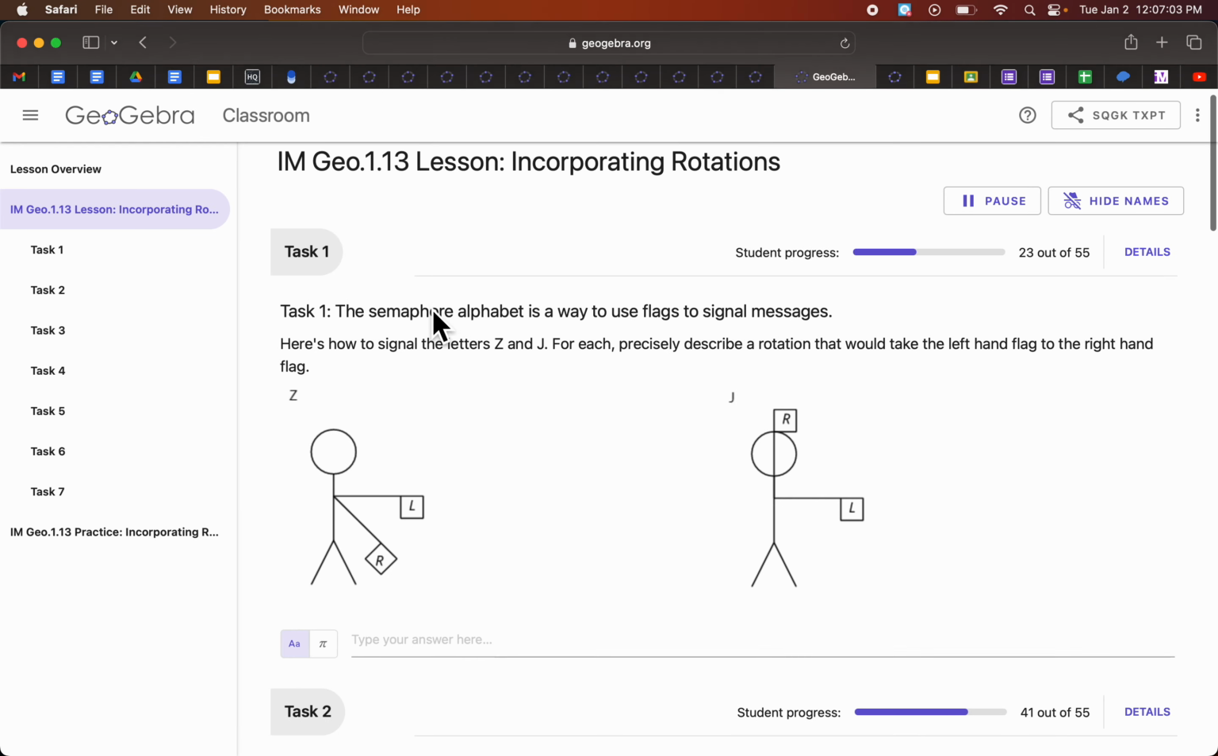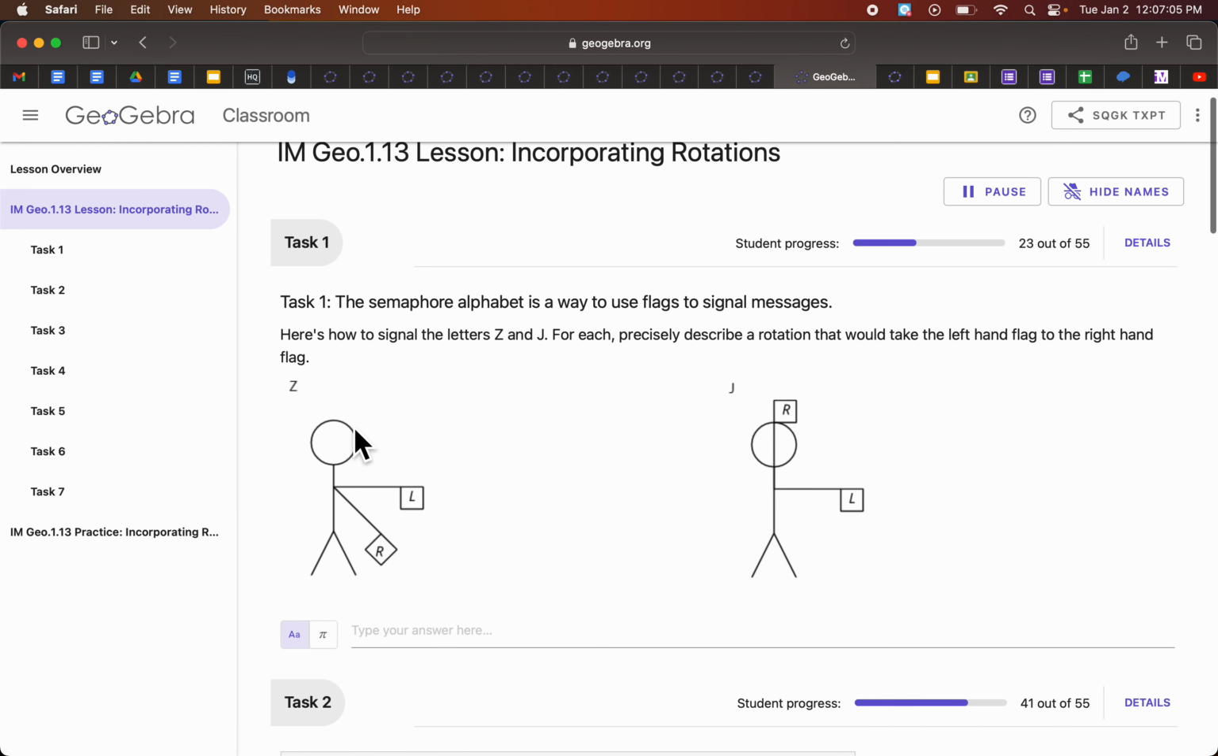Yes, okay. So here's how to signal the letters Z and J. So here is the position for Z, right? Your left arm out this way and right arm down this way. For each one, precisely describe a rotation that would take the left-hand flag to the right-hand flag. So the left-hand flag down to the right-hand flag. If you were looking at this, where would be the pivot point, the hinge or the center of rotation? The pivot point would be the shoulders, right? And this arm would rotate down this way.